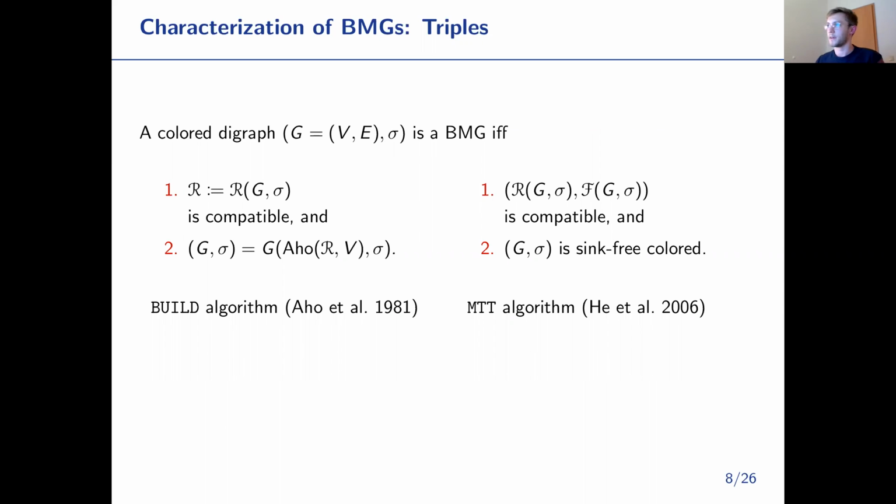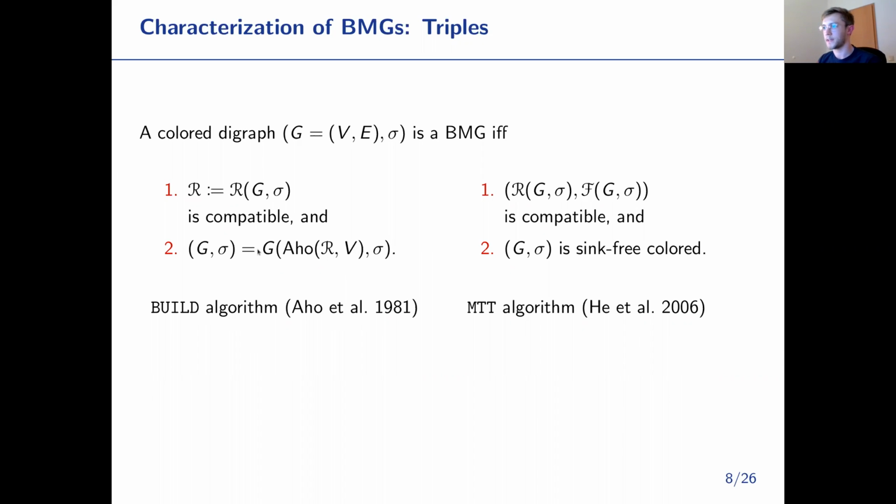So it turns out that these 2 triple sets are already sufficient to characterize BMGs. And there are two ways that you can do this. The first one is that you only look at the informative triples, R, and you have to check whether they are compatible. So compatible means, is there a tree that displays all of these triples in R? And of course, I think most of you know that there's a well-known algorithm called Build that can check whether a triple set is compatible, and if so, construct a tree that displays all those triples. And I will denote this tree by Aho, since Aho et al, Aho of R and V. So I will also explicitly give the vertex set.